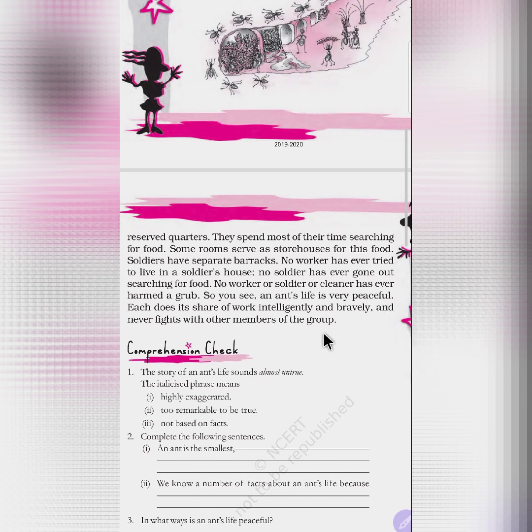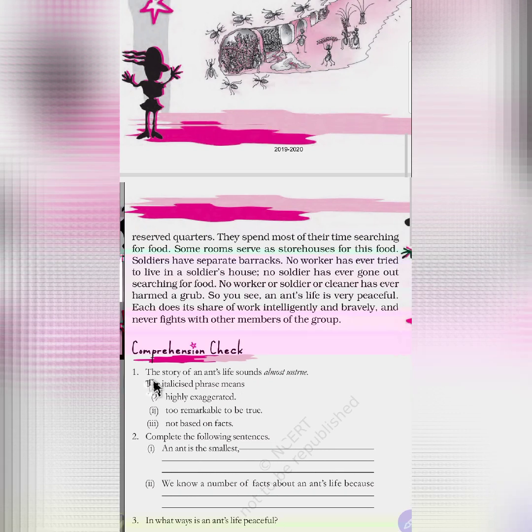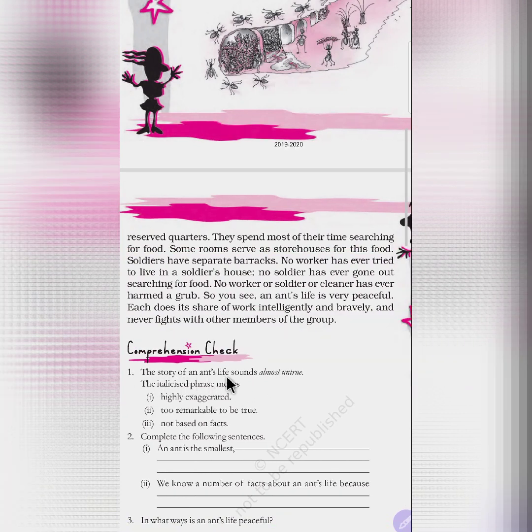Now there are some comprehensional questions for you. The question number 1, the story of ant's life sounds almost untrue. The italic phrase means, that is the italic phrase almost untrue. What is the meaning of this one, almost untrue? Now I am going to tell you that the second option, this one, is the correct answer.